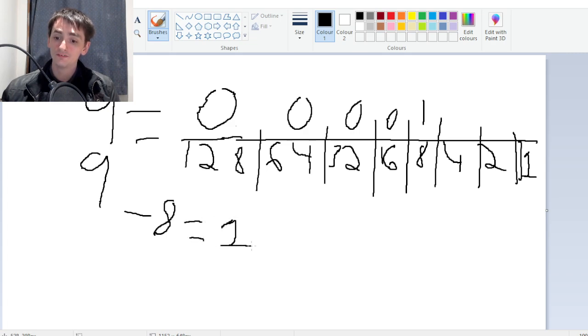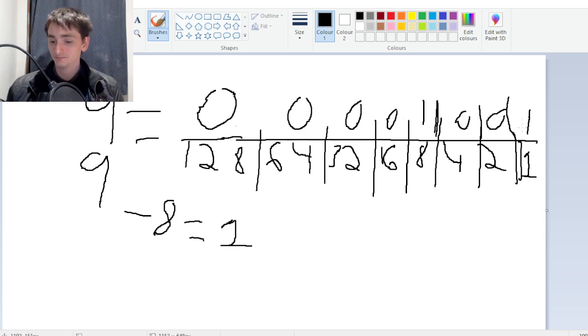So we got 1 left. How many 1s go into 4? None. How many 1s go into 2? None. And how many 1s go into 1? 1. And so our binary value for the decimal number 9 is 00001001. Now you might be thinking, what's the point of all of this?